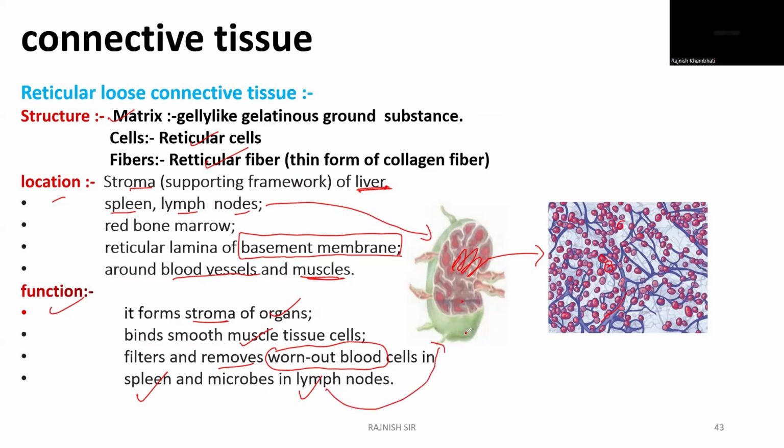In this lymph node, so many WBCs are present. These WBCs will kill the microorganisms in your body. So if by chance any microorganisms enter your body, they will be killed by these WBCs. So over here, there will be the dead bodies of WBCs and some microorganisms. And they will be cleared by this reticular connective tissue. So I hope that this is it.